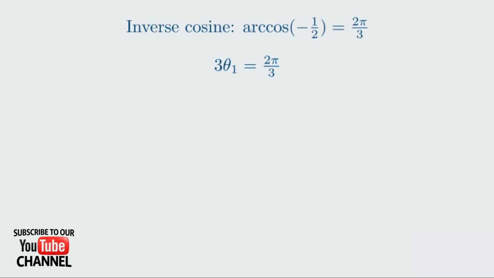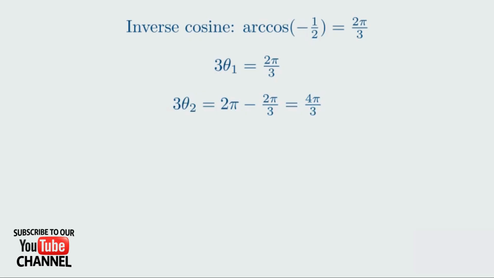However, we need more solutions. The cosine function is symmetric about the x-axis. This means if an angle alpha works, then negative alpha, or 2 pi minus alpha, also works. So, our second solution for 3 theta is 2 pi minus 2 pi over 3, which equals 4 pi over 3. We need one more.